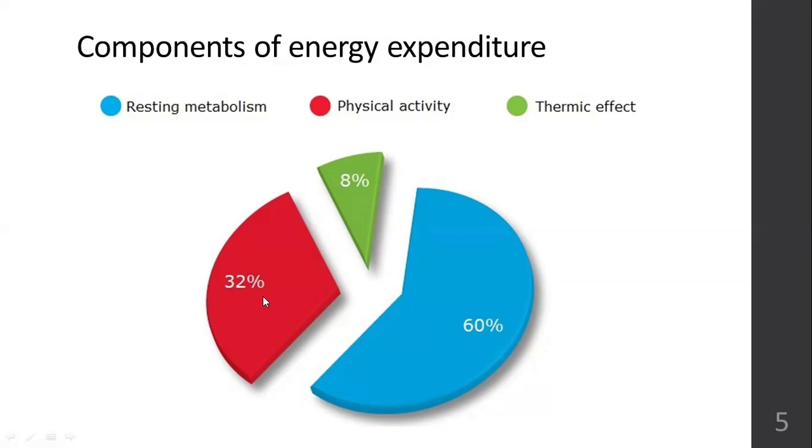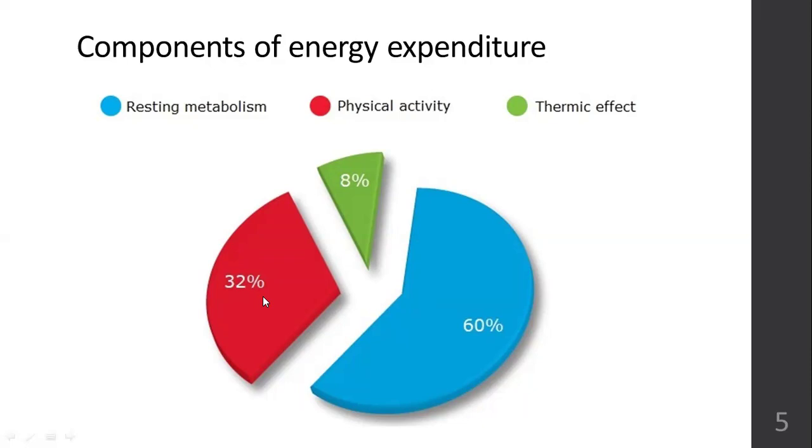The next big chunk is physical activity. You wake up, you move around the home, you do your daily rituals according to your schedule, even household chores, going to office, traveling to work, cycling or walking, brisk walking, whatever is your physical activity. 32% of your energy goes there.